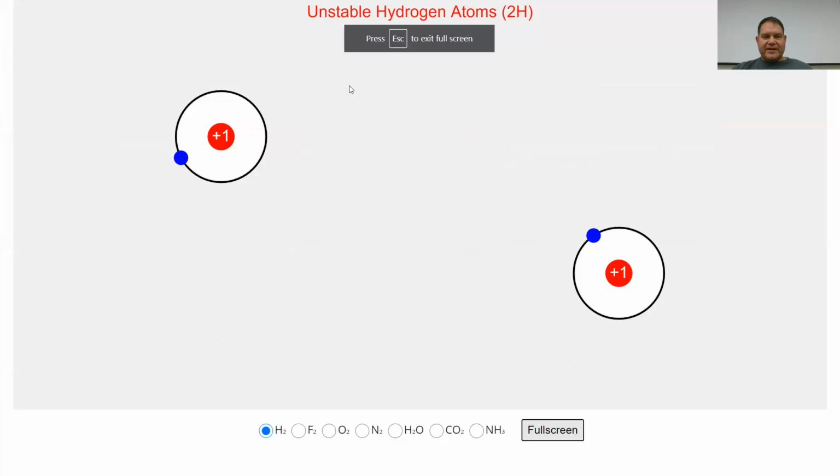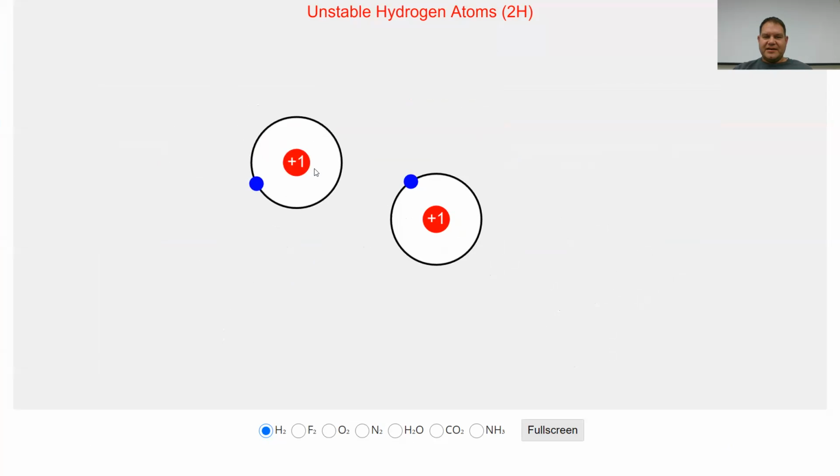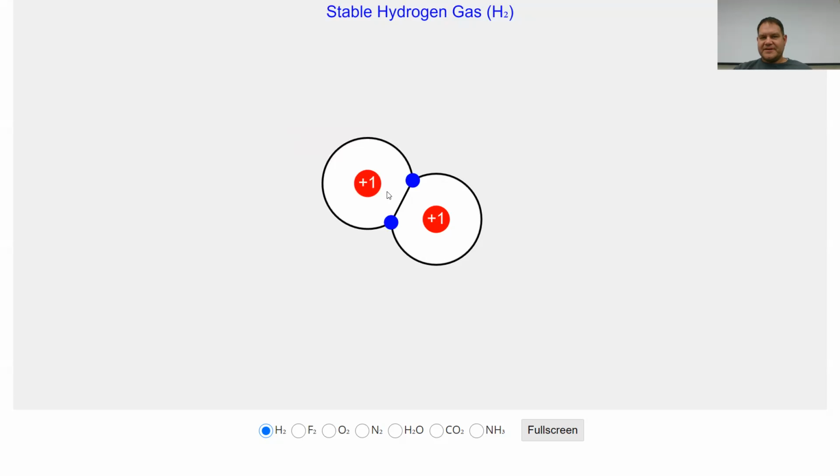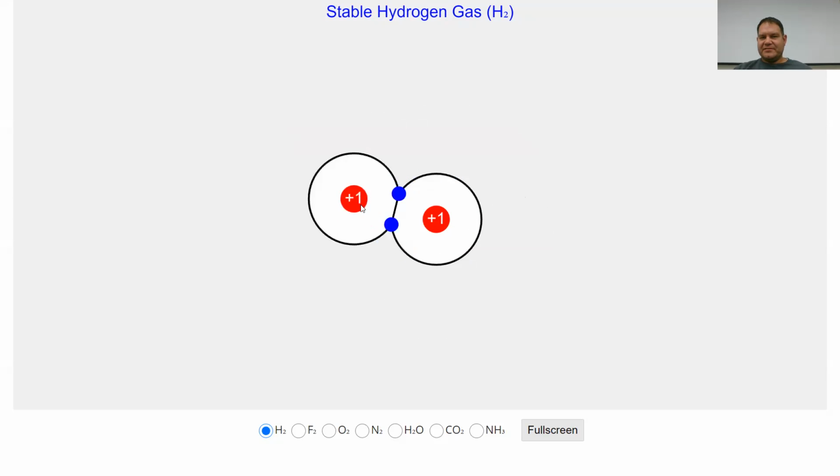We have two hydrogen atoms, and both of these hydrogen atoms only have one electron in them, so they're not very happy. What we're going to do is bring these hydrogens together. As they get close and create the correct bond length, they're going to share their electrons. You can see that both these electrons are being shared between both hydrogens, and now both hydrogens have a full valence shell, and everyone is nice and happy.